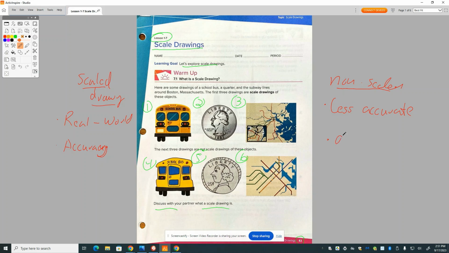A lot of times they could be something like doodles. Although they represent real world things, we really don't care about their sizes. They're usually just done for fun, like 4 and 5. Sometimes, like in 6, there are non-scale drawings that are done for convenience purposes. As you can see, these lines are probably used for travel. They're a little easier to understand where to go in comparison to our real world, more accurate descriptions of how the subways flow through Boston.